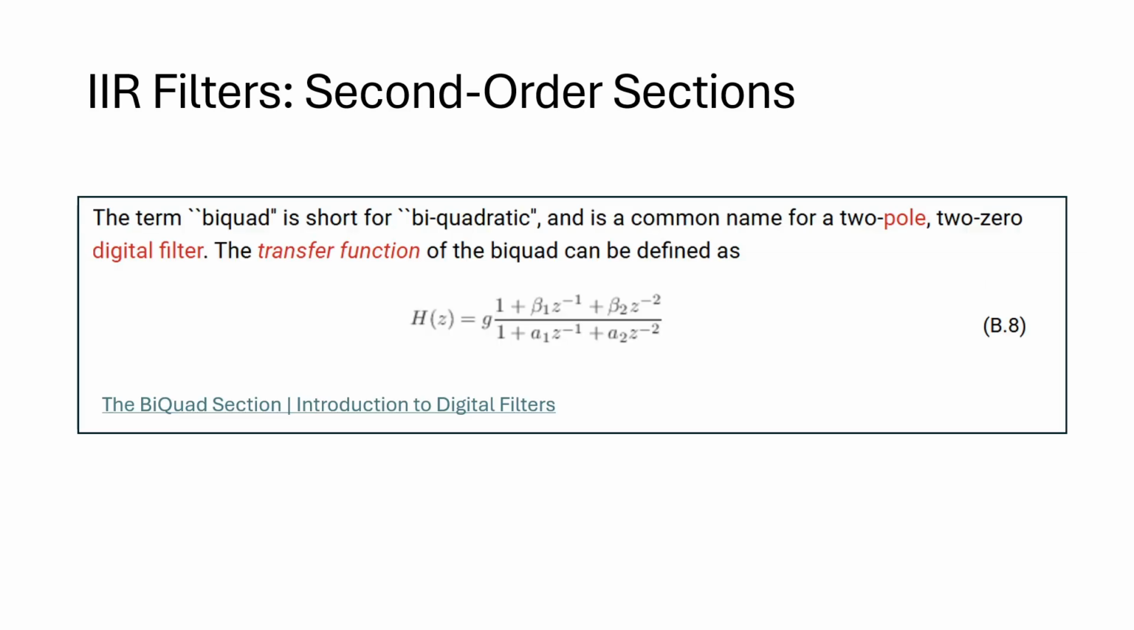The term biquad is short for biquadratic, and this is a quote: it is a common name for a two-pole two-zero digital filter. So it's a second order filter. The transfer function of the biquad can be defined as that below. Again, there's a link that you can click on, accessed in my GitHub repository.